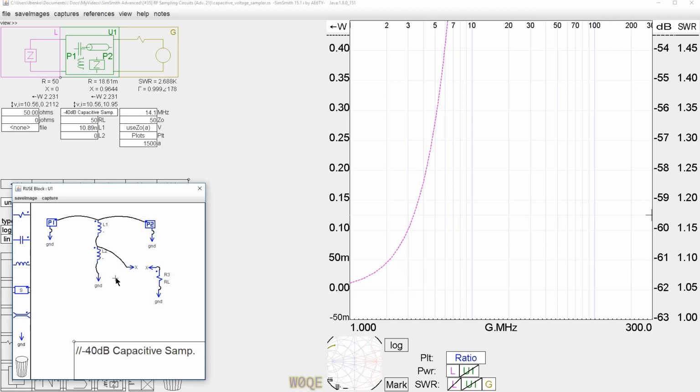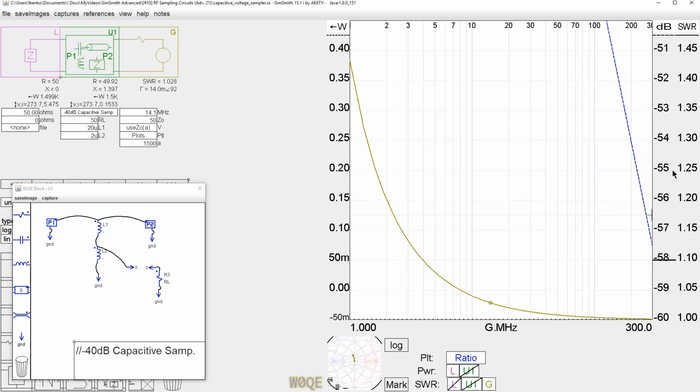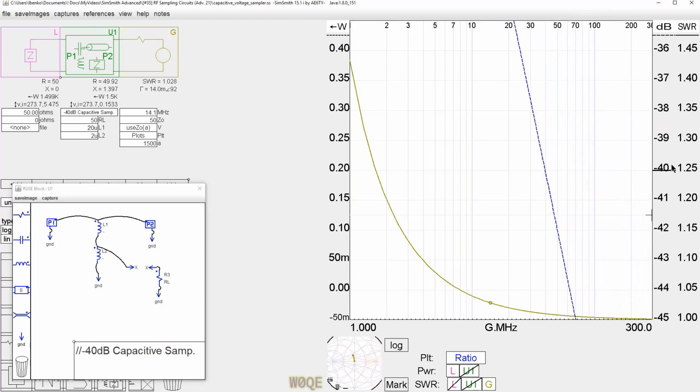In a circuit like this, the SWR doesn't show right now because the inductance is 0. Let's make L1 say 20 microhenries, and L2 could be maybe 2 microhenries. What we see is SWR that's pretty good at high frequencies and is terrible at low frequencies. Let's see if we can get close to our 40 dB number here.